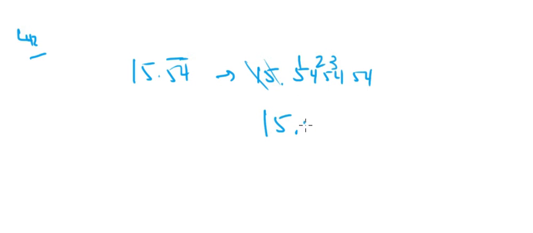So we have 15.545, and then we look at our next number, which is 4, right? That's the one that's going to tell us if we round up or not. And because it's less than 5, our third decimal place does not round up. So our answer is going to be 15.545. That's how we answer that.